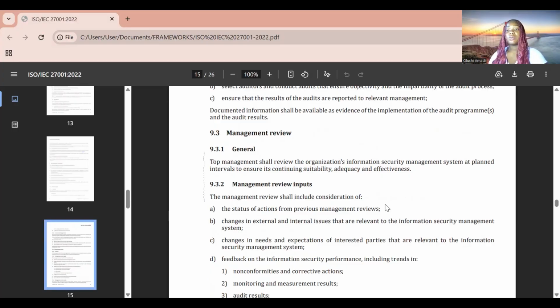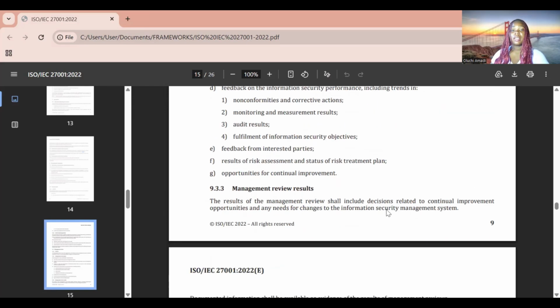Then we have 9.3, which is management review. Of course, management is going to review what you have done and also approve everything that you have done. There are things you have to show management: the audit results, monitoring and measurement results, nonconformities and corrective actions. These are things that management is going to review before they bring in the external auditor.